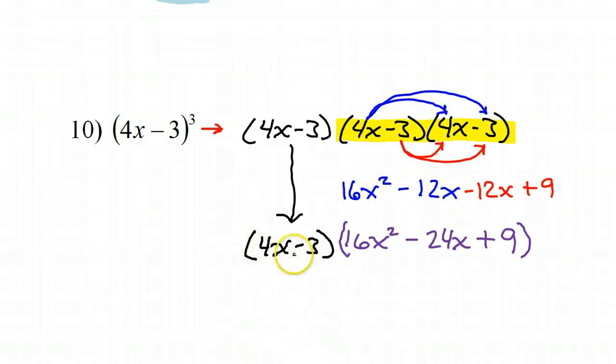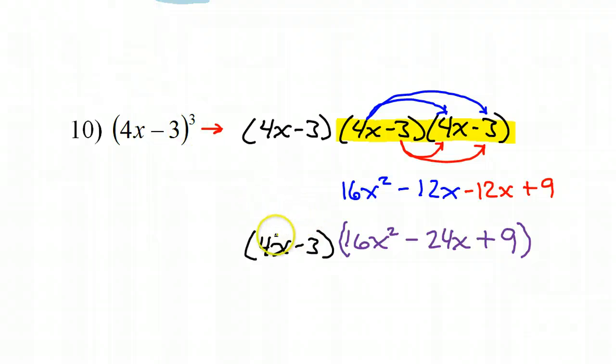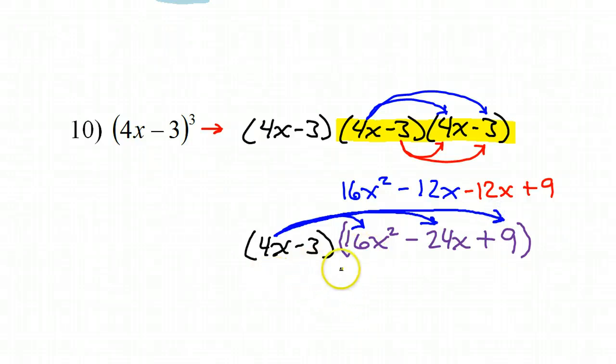Now I need to multiply by the 4x minus 3. So once again, I'm going to do that double distributive property. I will take my 4x and multiply it by everything, just like we did before. So 4 times 16 is 64, so I'm going to get 64 and then x to the third power. x times x squared is x to the third power.